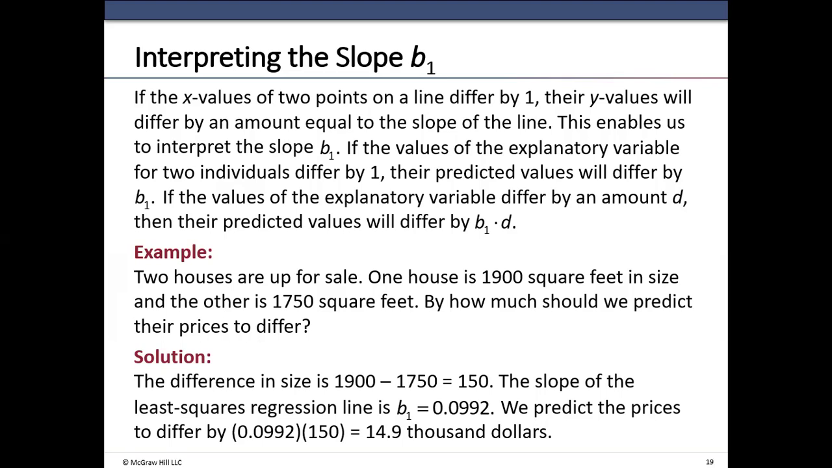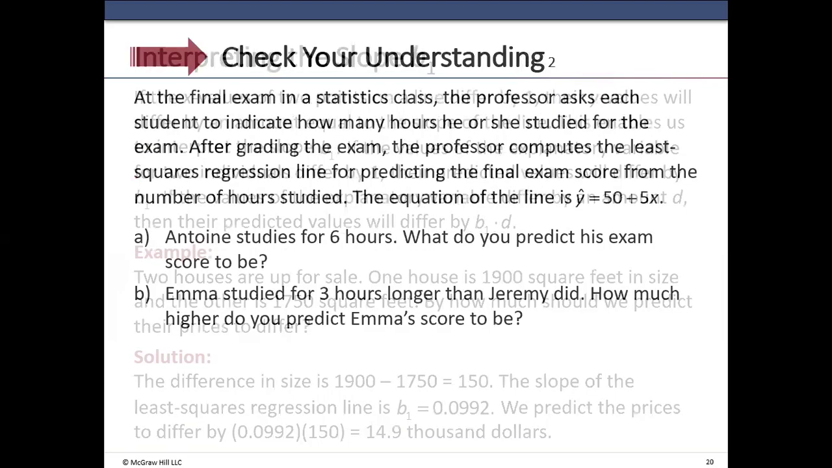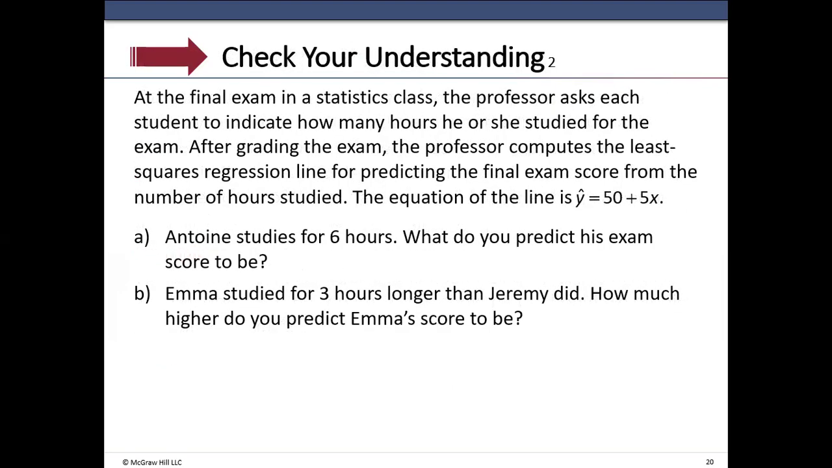Two houses are up for sale. One house is 1900 square feet and the other is 1750 square feet. So what is the difference in x values? 150. So how much will their prices differ? 150 times the slope. 150 multiplied by the slope is 14.9. So we predict the prices of the houses, which differ by 150 square feet in size, will differ by $14,900.